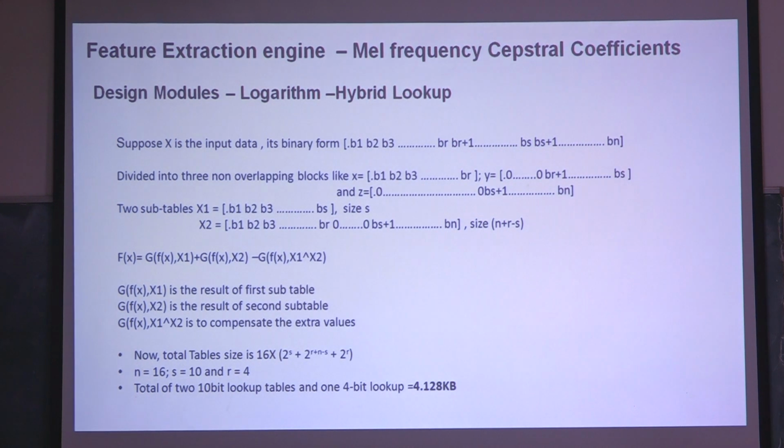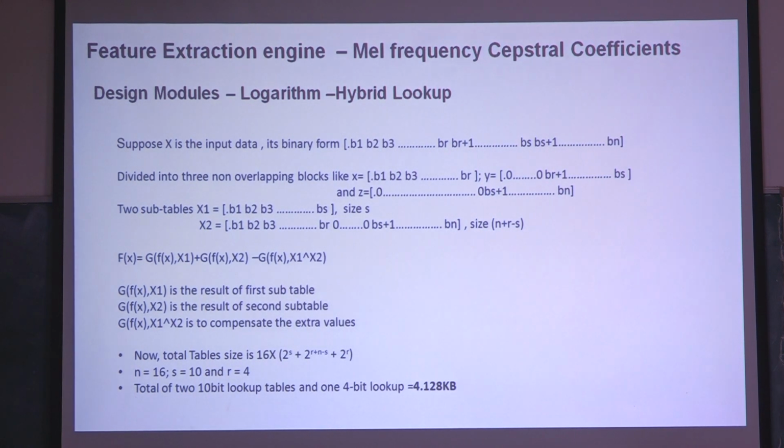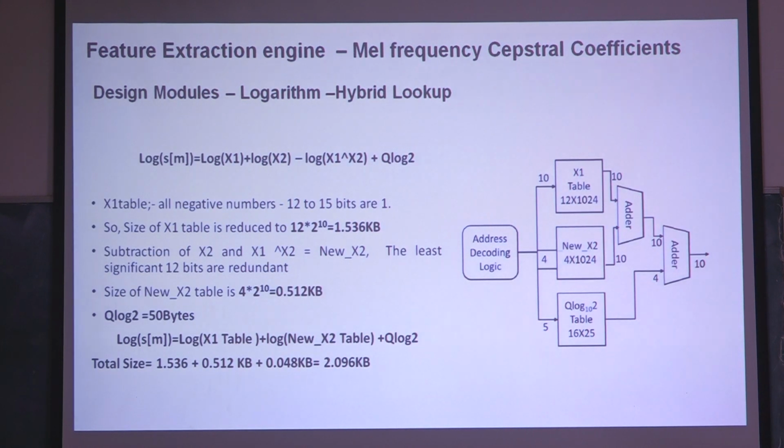For this, the x1 table and x2 table are stored as they are as per the address. That means if B1 to Bs is 000 to 1111, for the 000, what is the log value? It will be stored in the 0th location. And for the 1111, what is the log value? It will be stored in the last, 111, location. After subtracting the x1 intersection x2 table from the x1 and x2 tables, we will get a smaller number of values, which is the new x2 table.